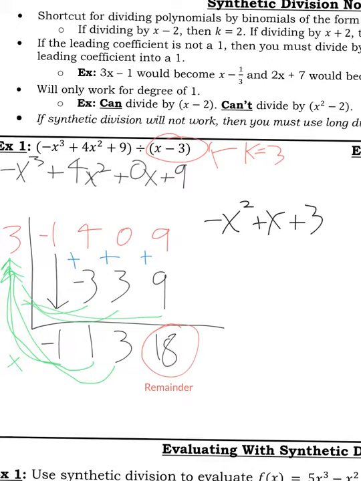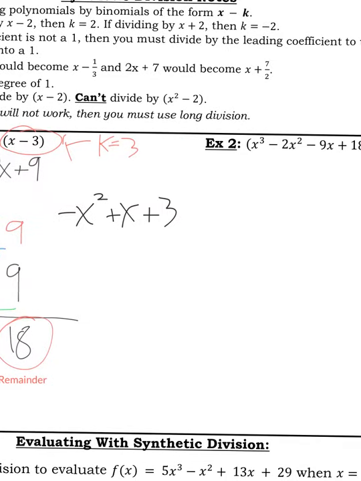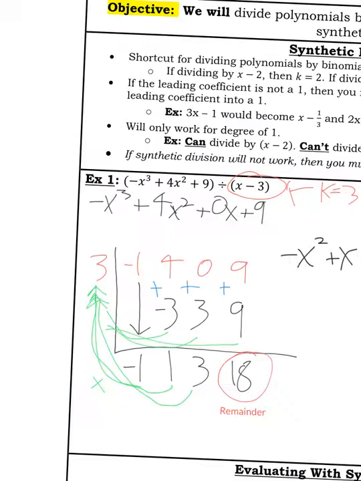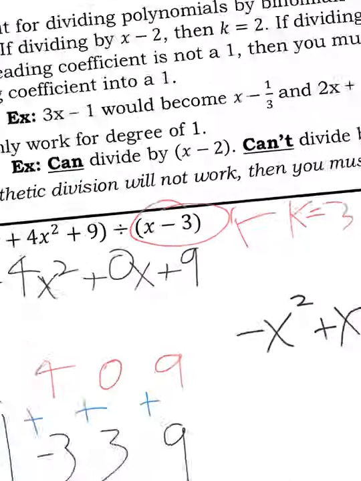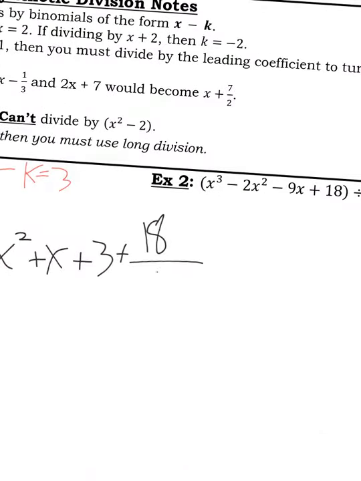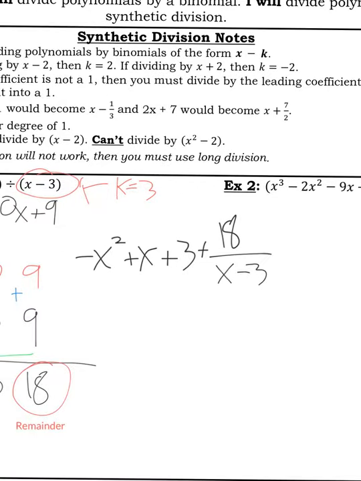See, I'm writing down negative 1, a 1, a 3, and then what do I do with this 18? That's going to be plus 18 over, and what were you dividing it by? x minus 3. Don't write a 3. Write down the original thing you were dividing by. So x minus 3. And then that is the final answer.